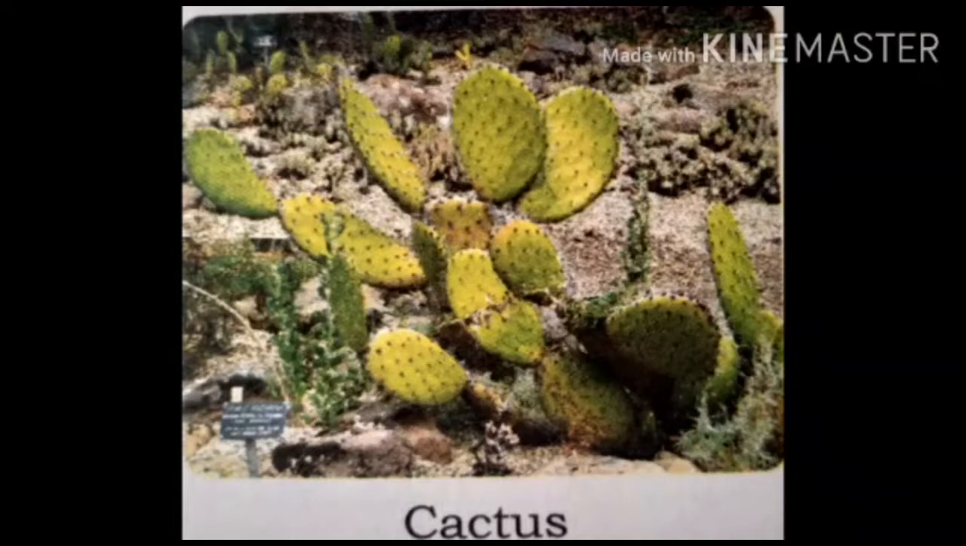Due to scanty rainfall in the desert region, the vegetation mostly consists of herbs or small plants. So children, what do you mean by scanty rainfall? It means very little or low rainfall. Some hardy trees which can bear the drought conditions can be seen at a few places.